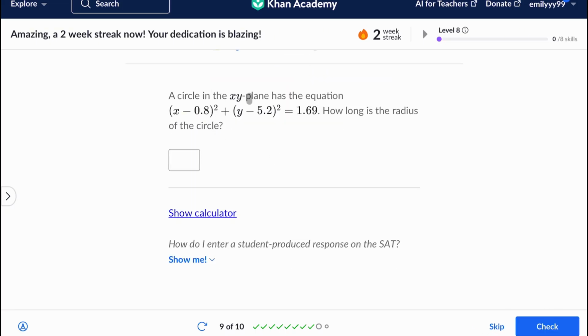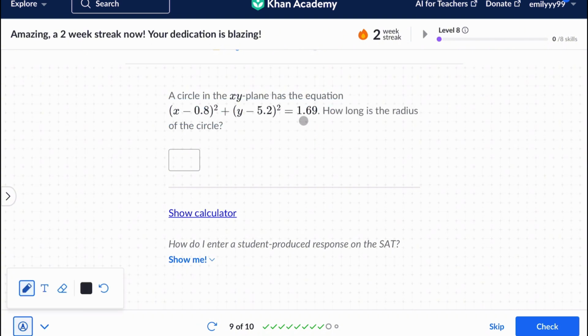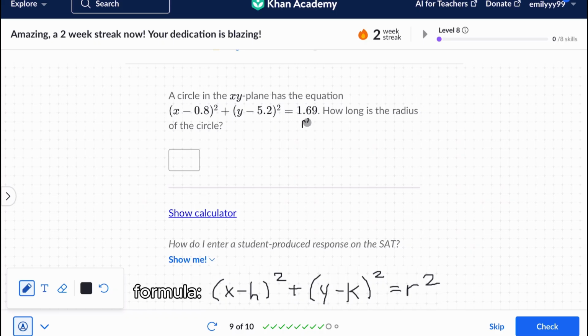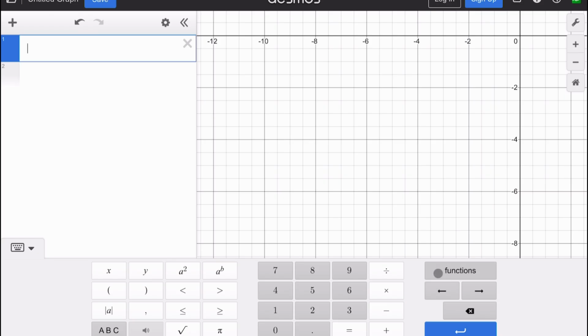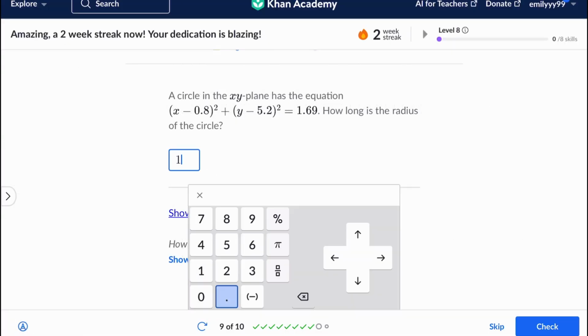A circle in the xy plane has this equation. How long is the radius of the circle? Okay, so we see 169. Again, in the formula, this would be r squared. And so r squared is equal to 169. If we're trying to solve for r, we just have to take the square root of both sides, and that will give us the actual radius. So we take the square root of 169. That's going to give us 13, so the radius should be 13.